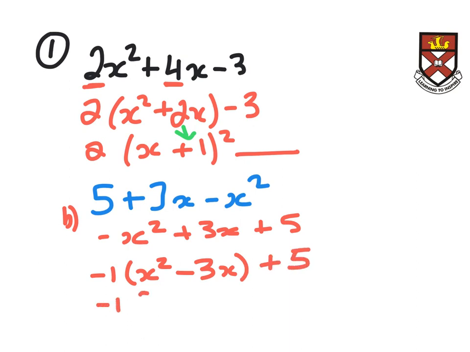Now you just do the same as you did before. Half of this number in here, square it, multiply it by negative 1. How do you reach 5?